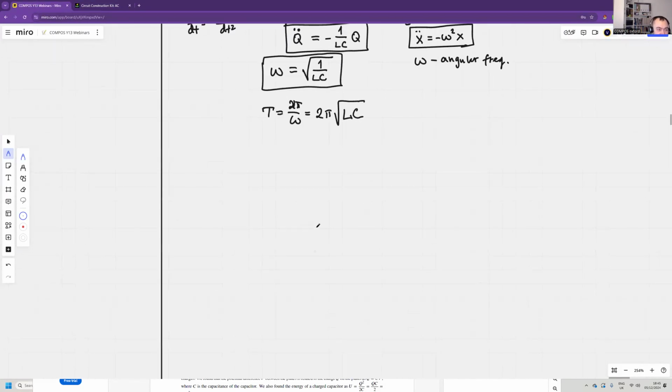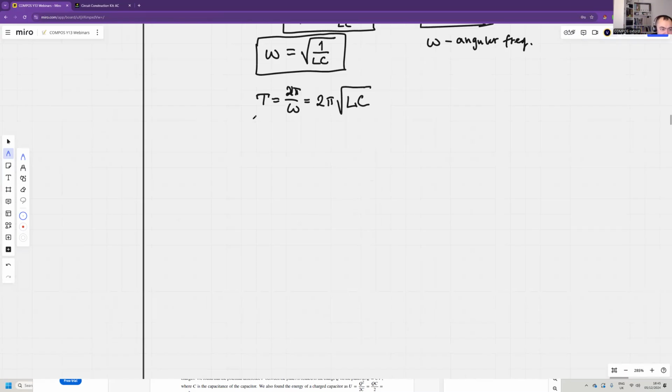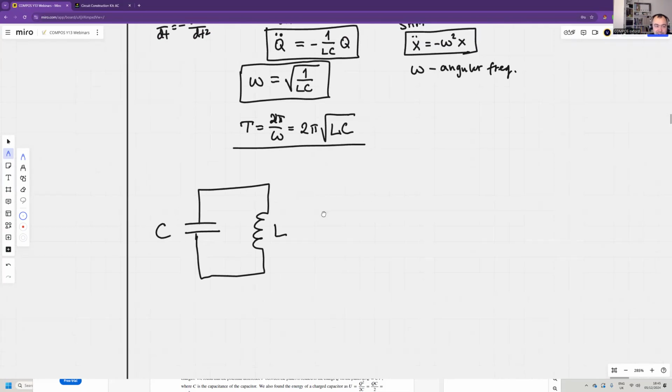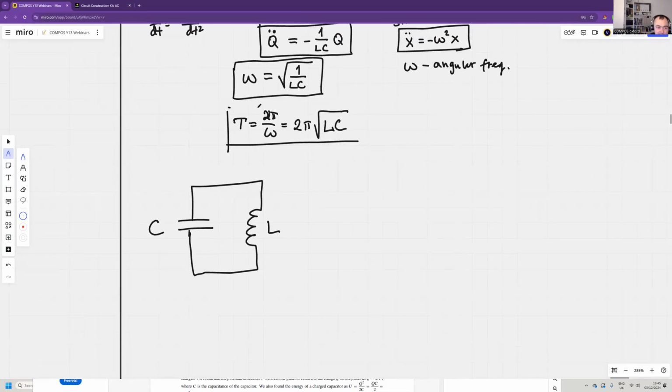So we call this a simple oscillating circuit, or LC circuit. So we have a capacitor and an inductor. This is the capacitor and an inductor, and that's an oscillating circuit. And the time period of that oscillating circuit is 2 pi square root of LC. Okay. And now my favorite part.